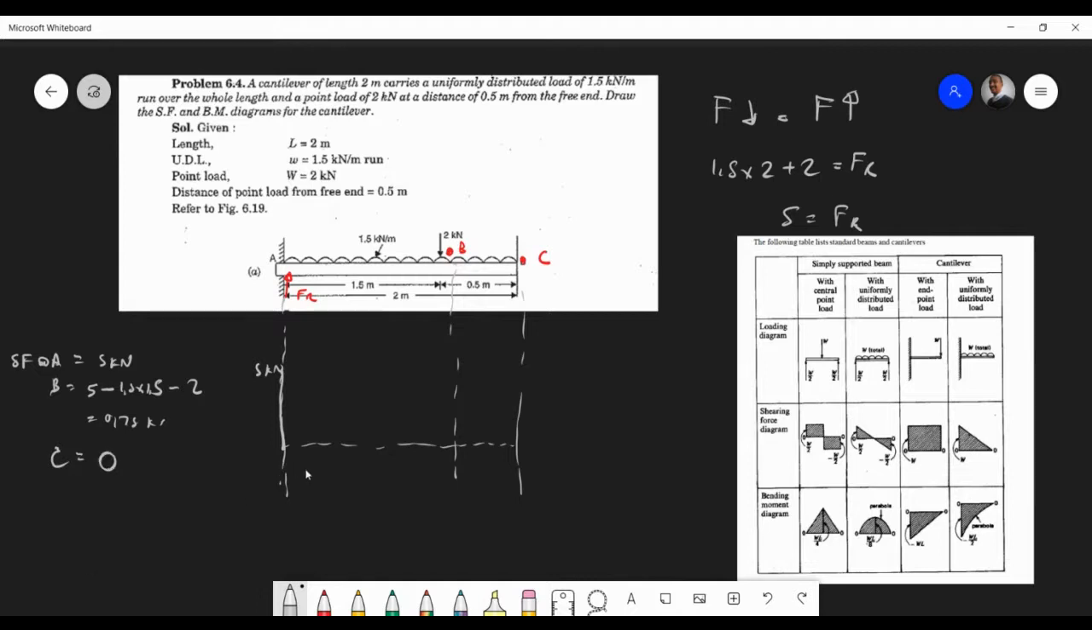The center of the beam is not 1. That's 1.5 and 0.5 is 2. I'm saying the UDL should be at the center of the beam or not. You're taking shear force, not moments.